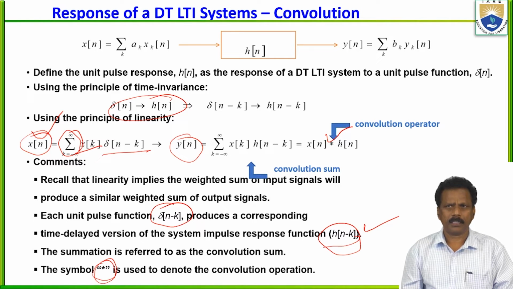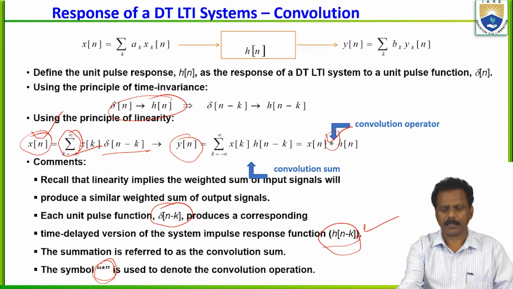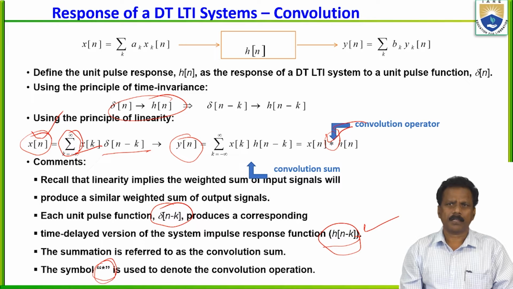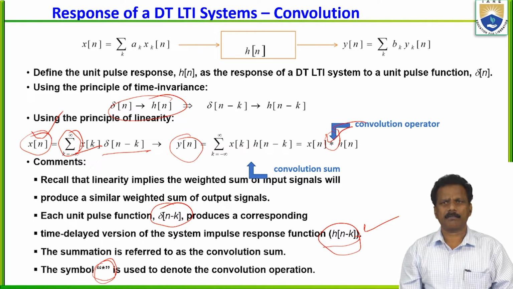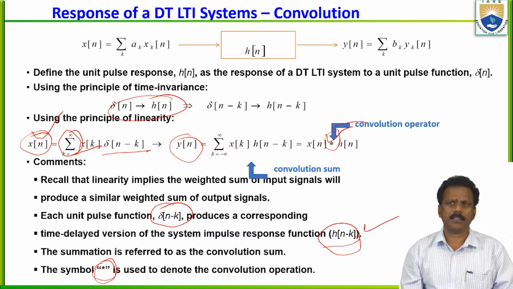If you are using the convolution operator, or you can consider the convolution sum, y of n is equal to the summation k equal to minus infinity to plus infinity of x of k into h of n minus k, which equals x of n convolved with h of n. So we can easily verify the convolution sum.